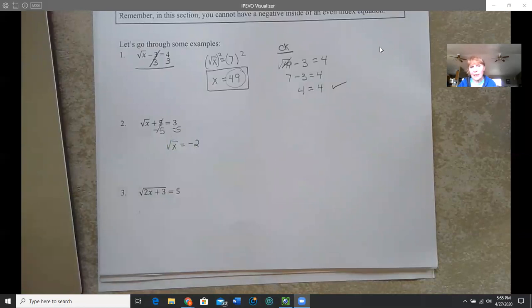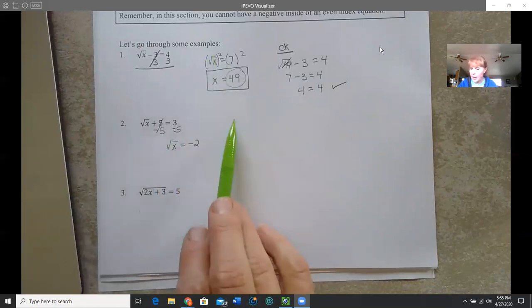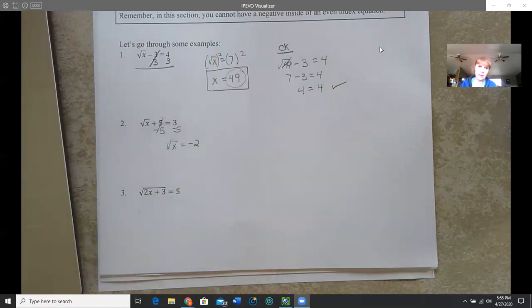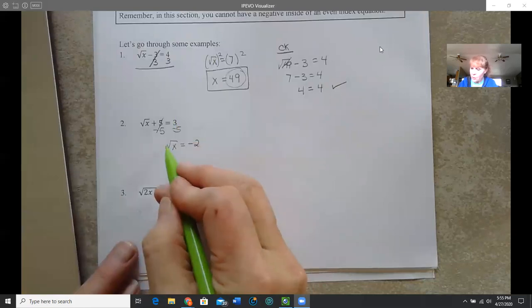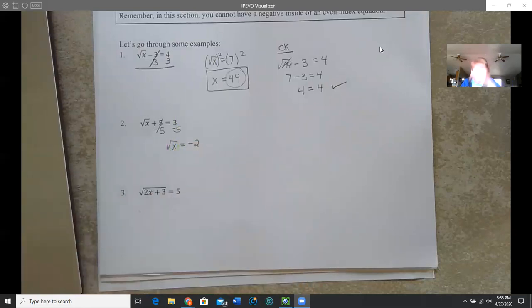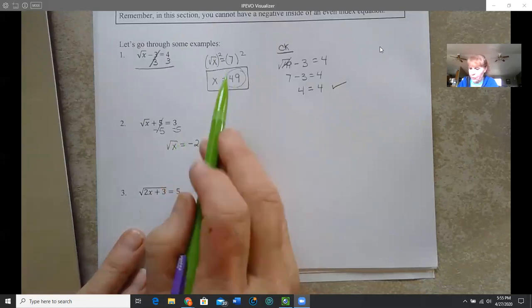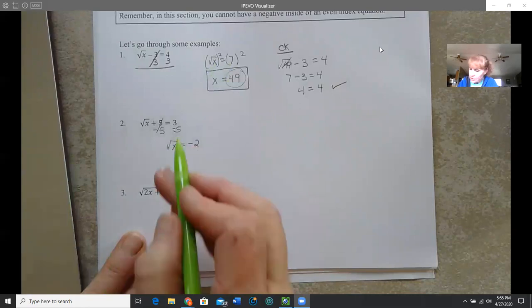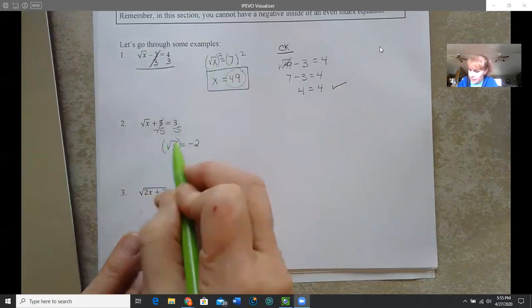But let's go ahead and go through the whole process, go through what we did over here, and then we'll come back and you'll see during the check that it doesn't work. But a principal square root, an even root, cannot be equal to a negative. But we're going to go through the process. We're going to square both sides like we did up here. So once we get to here, we'll square both sides.